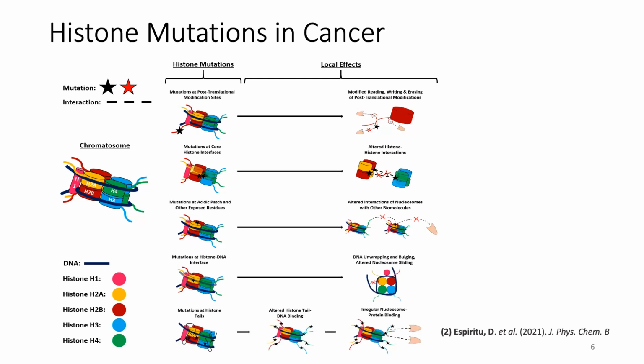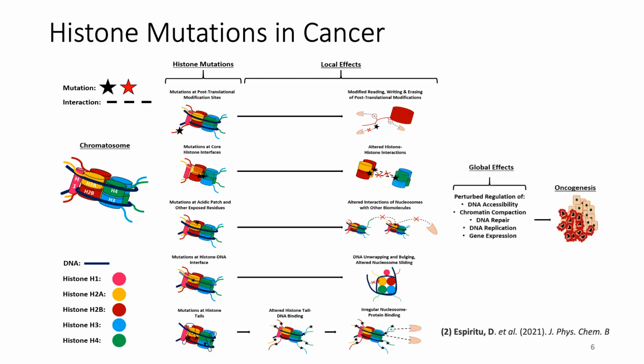And they can occur at those intrinsically disordered N-terminal tails on histones, leading to altered histone tail DNA binding or altered binding with effector proteins as well. Now, generally, these local effects are thought to scale to larger global effects, such as the perturbation of the regulation of DNA accessibility, chromatin compaction, DNA repair, DNA replication, and gene expression as well, ultimately leading to oncogenesis.